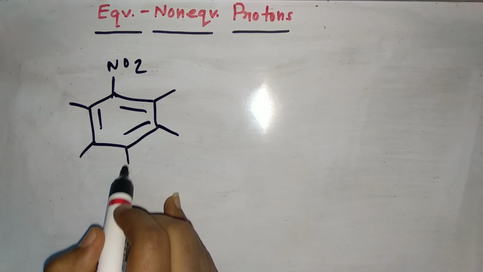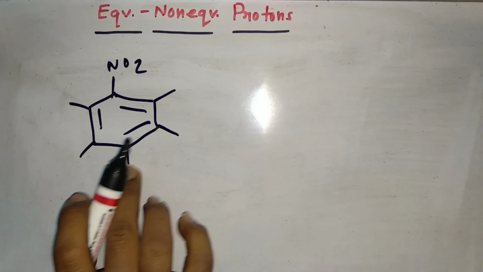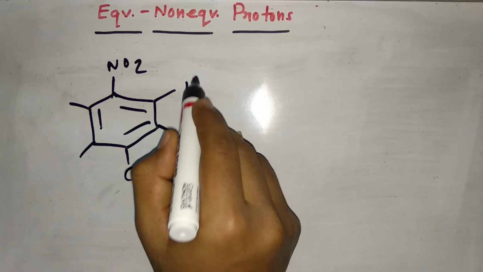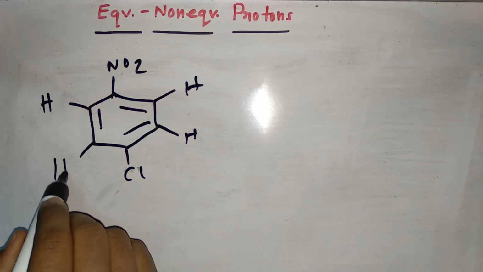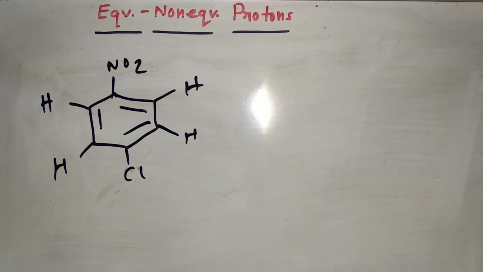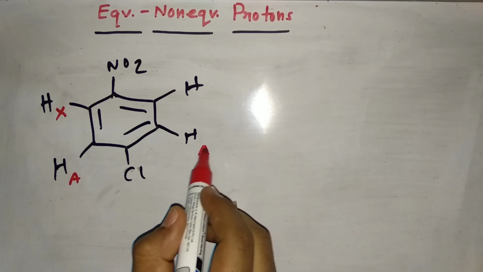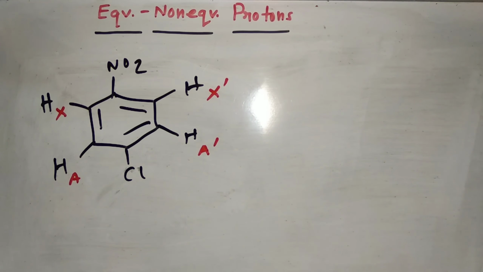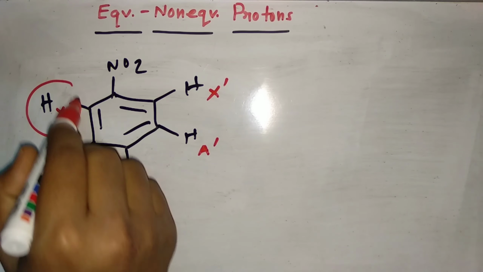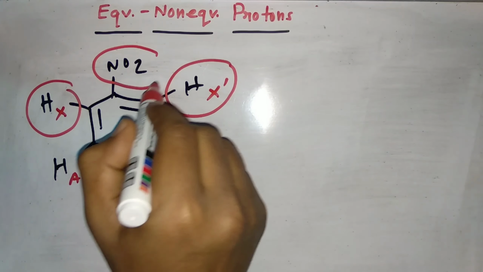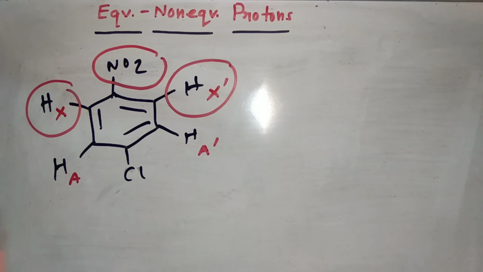So here I am considering a benzene ring. Say here is NO2 and here is Cl, and 4 different hydrogens are present. Why am I saying 4 different hydrogens? Say this is HX, this is HA, this is HA prime, this is HX prime. So HX and HX prime are near the NO2 group, so these two will be chemically equivalent.